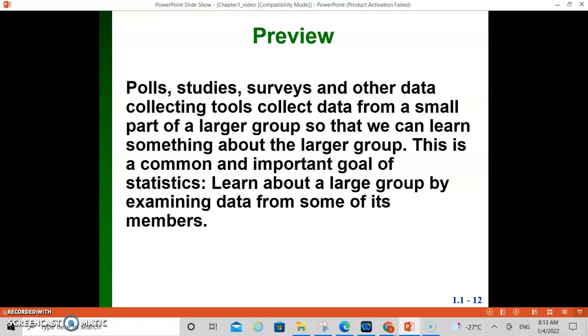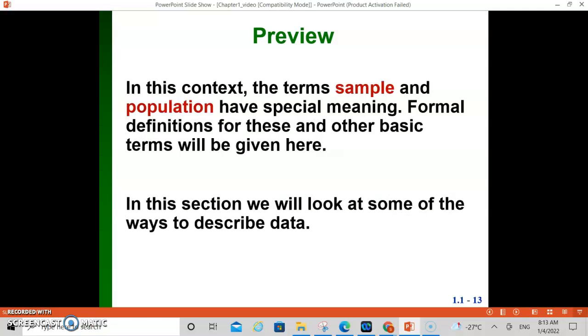The population means your whole class. The sample means I pick a small group from the large group. So now you know there are two terms you have learned here, the population and the sample. That's the most important part you have to know throughout the course. Right. Sample and population have special meaning. Formal definitions for these and other basic terms will be given here.